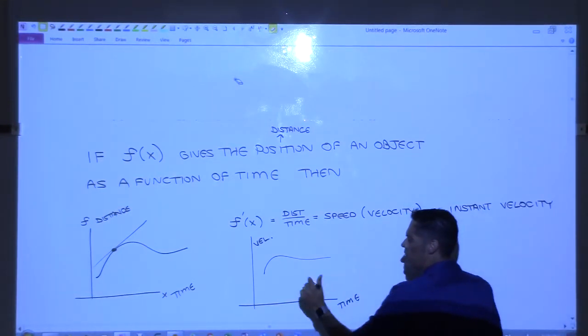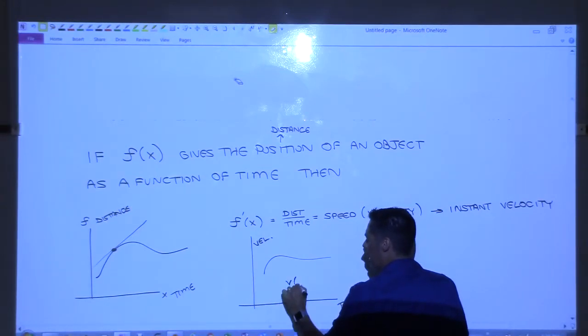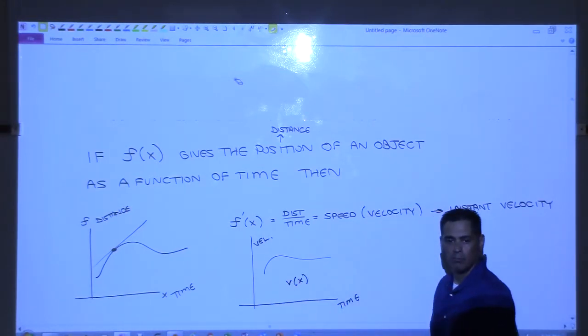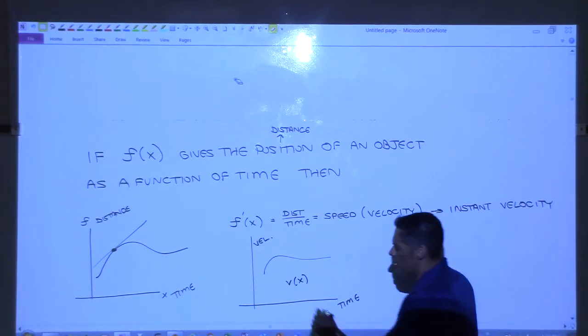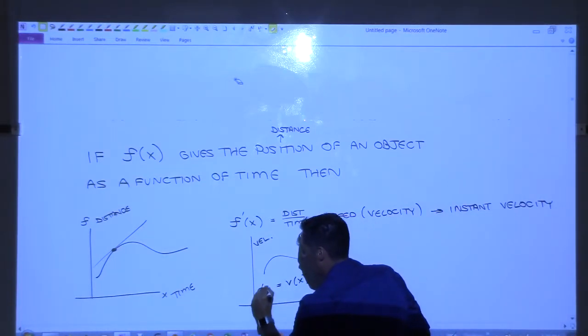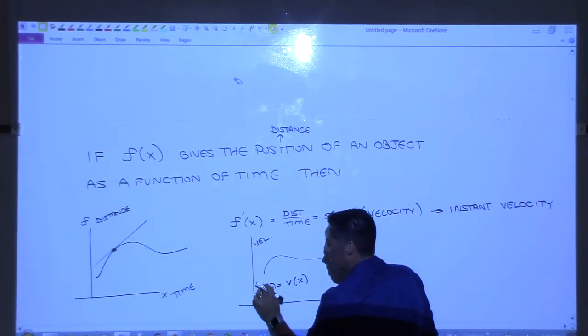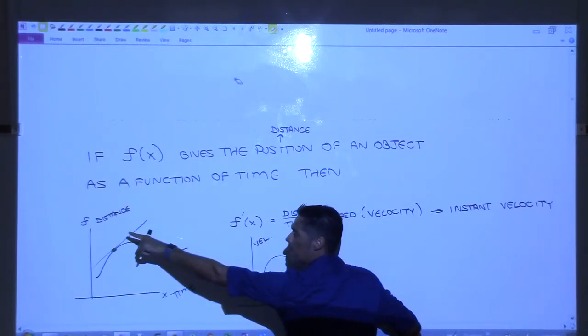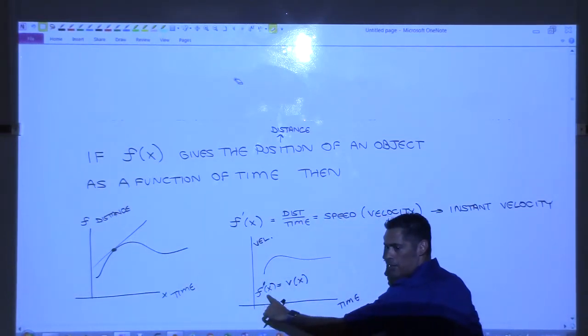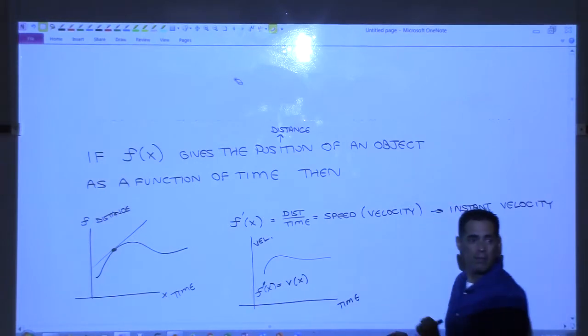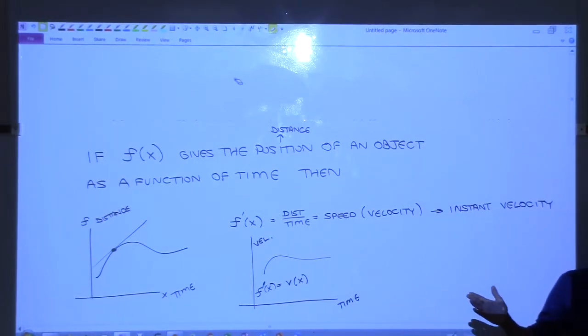Let's call this function something. Let's call it, how about v of x? So in other words, I'm saying that when you take the derivative of that function, you get a new function, f prime of x. But let's just call it v, all right, v of x. Well, what could we do with v of x?